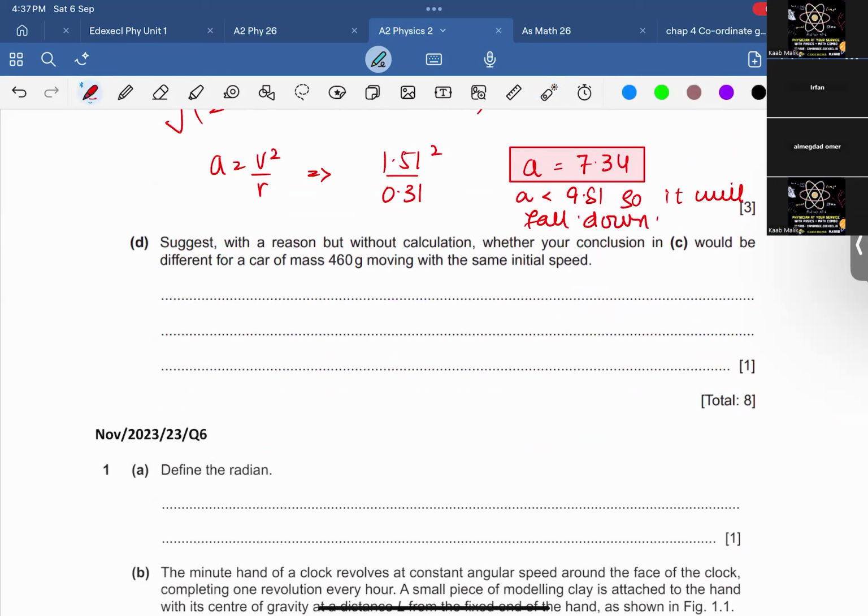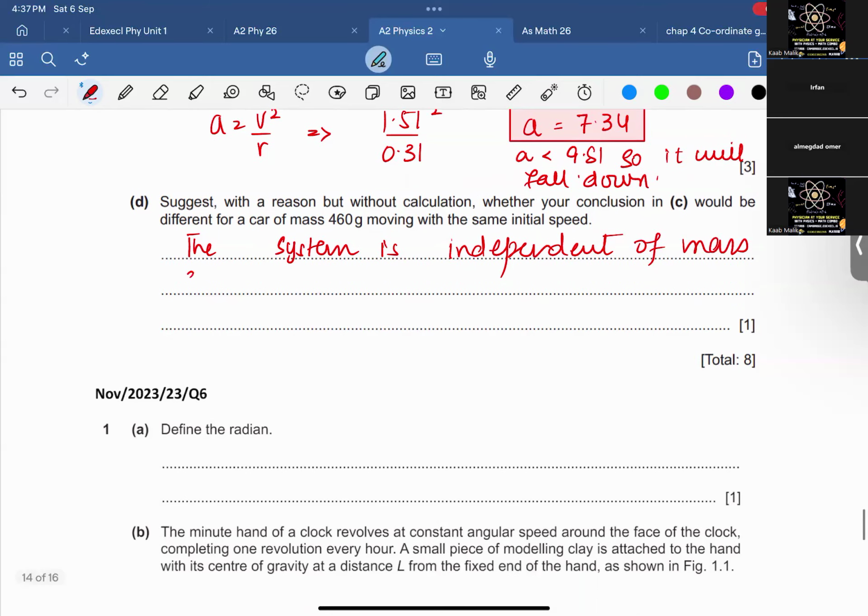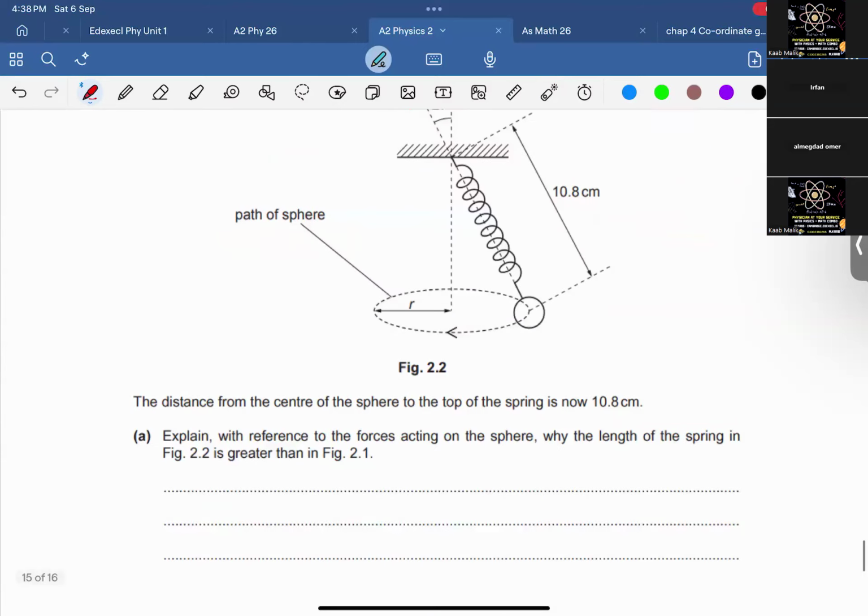So you can say that the system, or the equation, is independent of mass. So unchanged. And the last question.